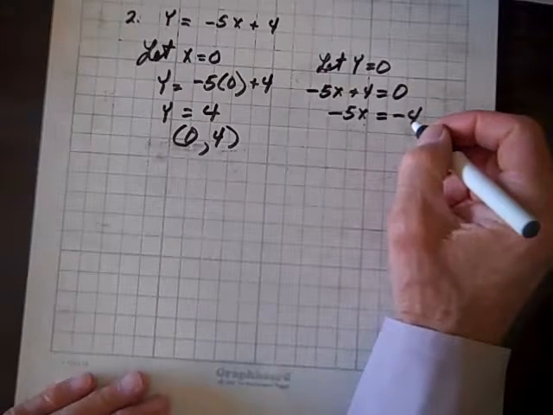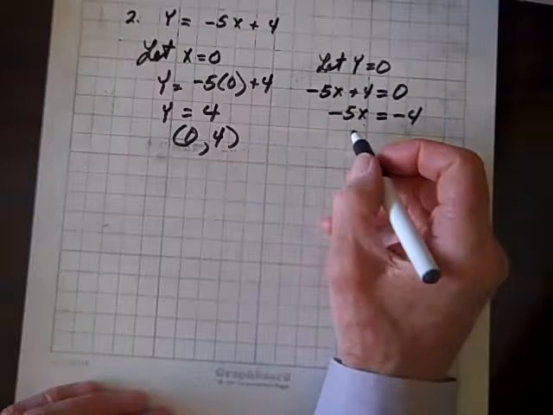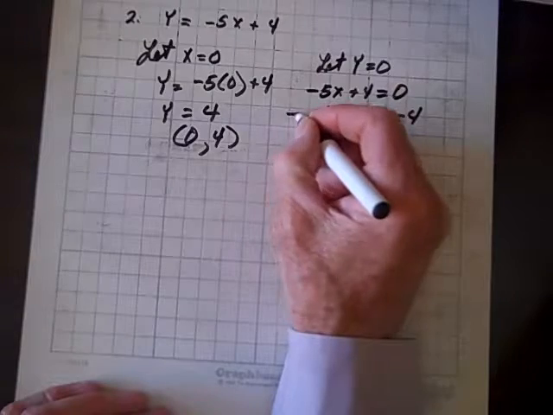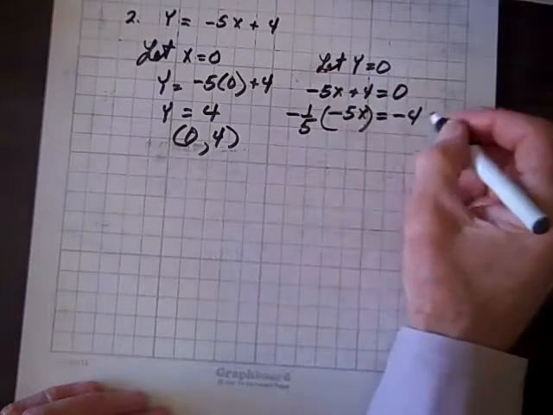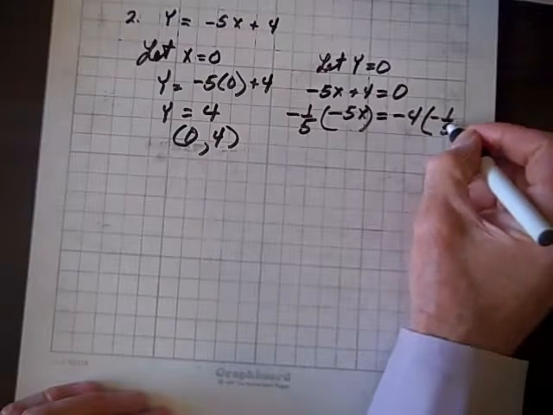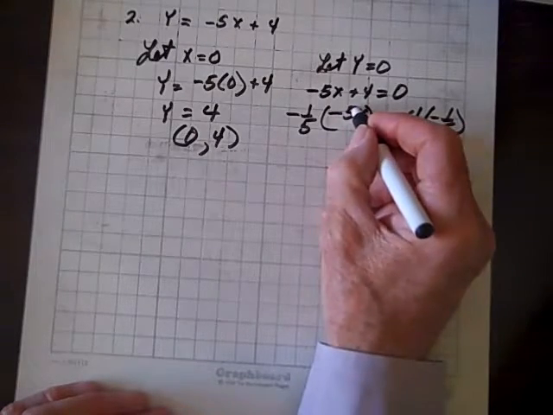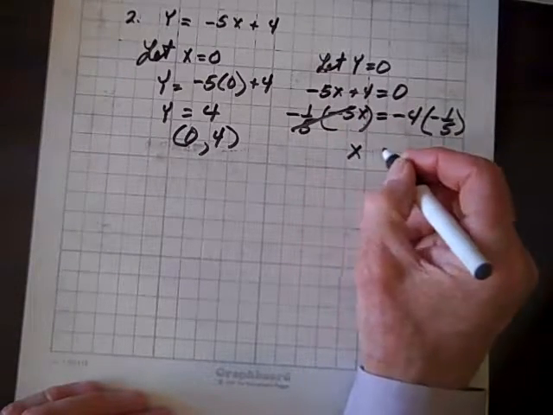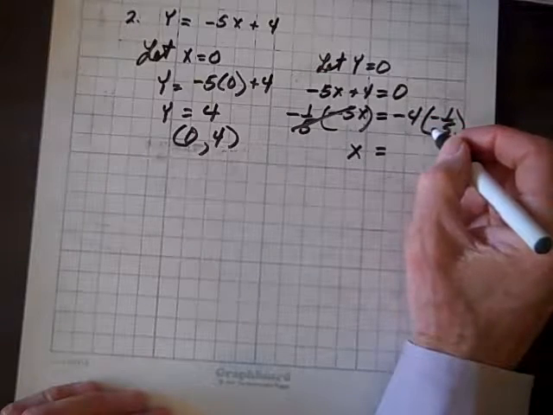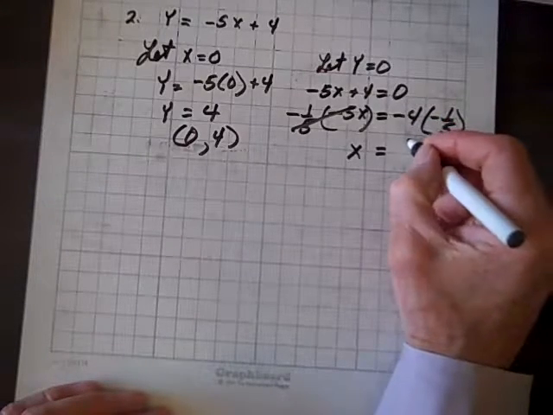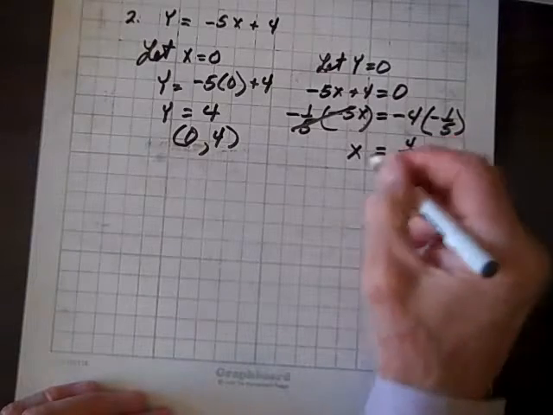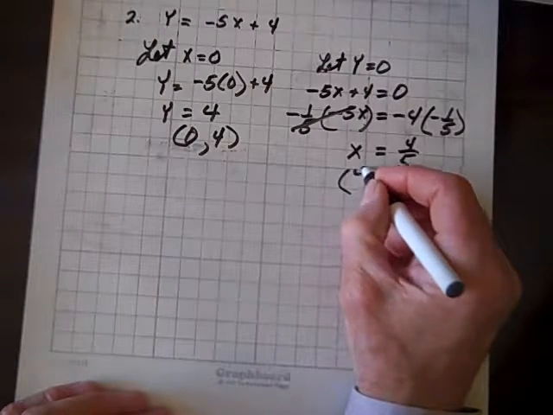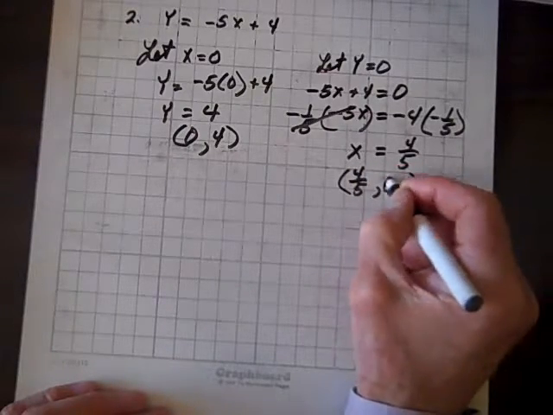Now we have to isolate x, so we'll multiply both sides by the reciprocal of -5, which is -1/5. And here the 5s divide out, and a negative times a negative is positive, and we've got x equal to, a negative times a negative is positive, and 1 times 4 is 4, so we get 4 over 5. And so now we know that the x-intercept is 4/5 and y is 0.